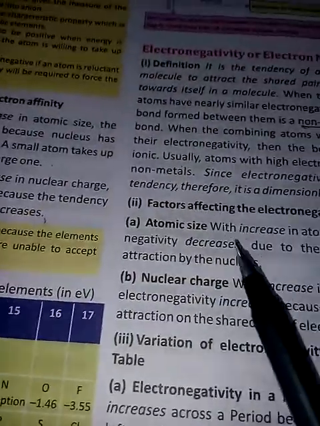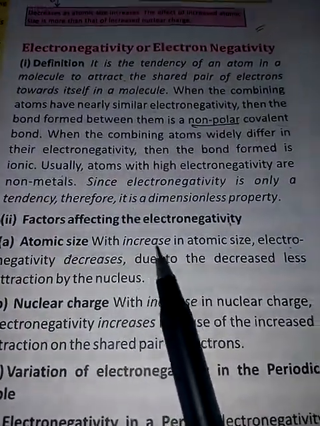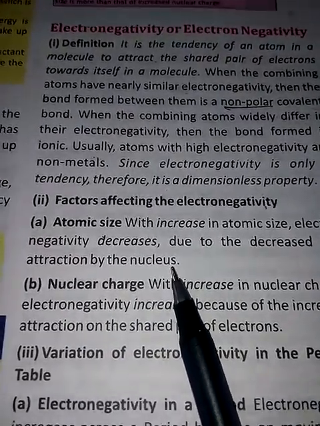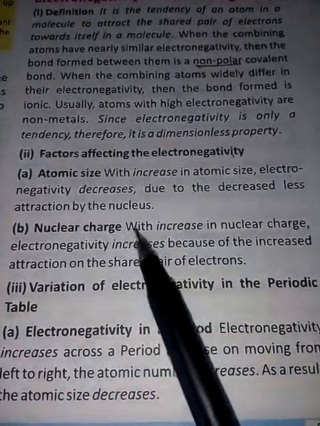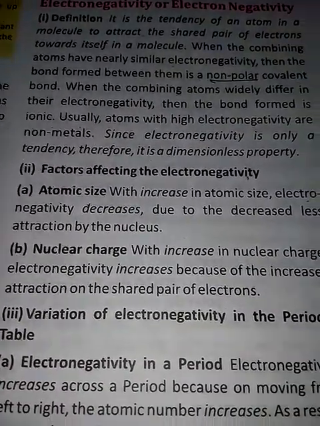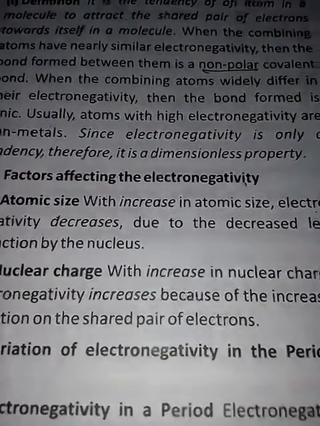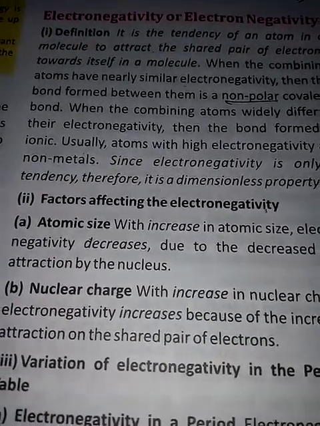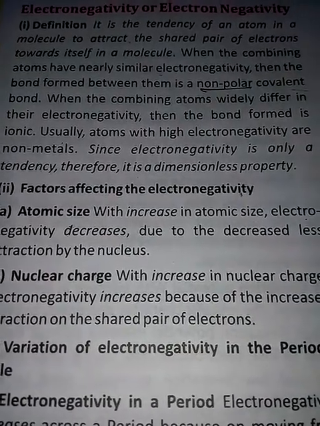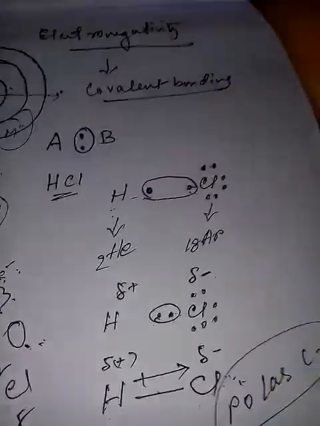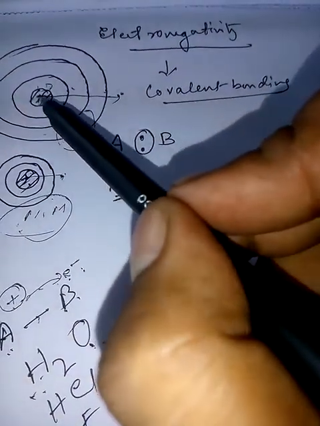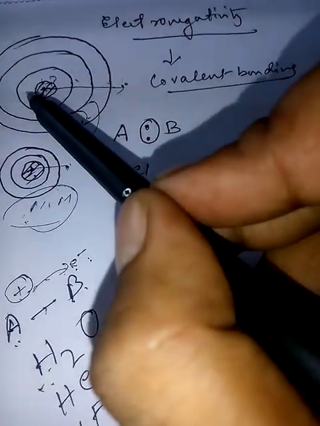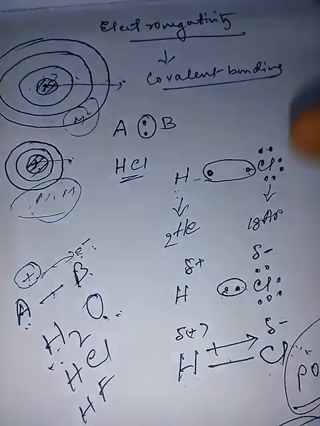Okay, so we can sum up that with the increase in atomic radius, electronegativity decreases due to less attraction by the nucleus. Got it? Now, nuclear charge. If more protons are there in the nucleus, then the nucleus will also have more positive charge. If more positive charge is there, then the capacity to attract the electrons will also be more. If the nucleus is more powerful, then it can easily attract the electron toward itself. Understood? So this is known as nuclear charge.